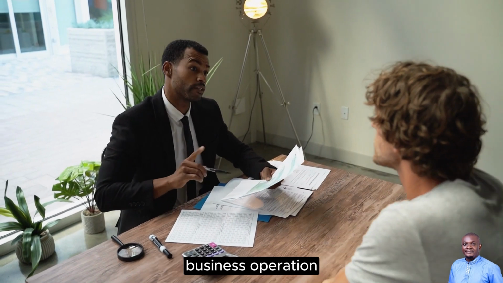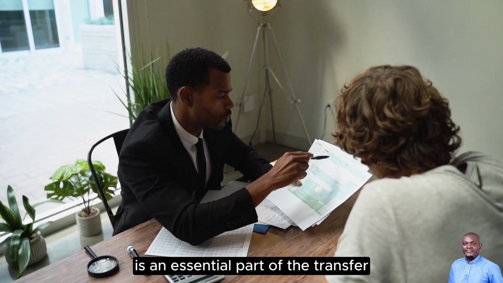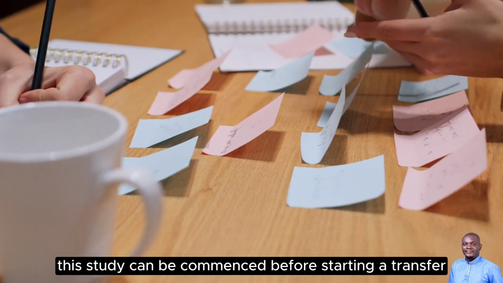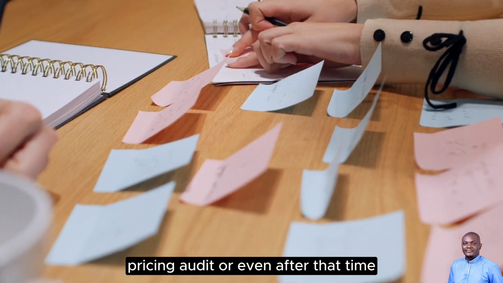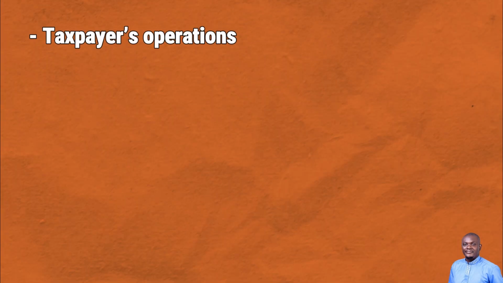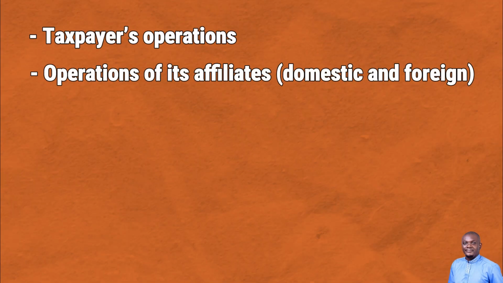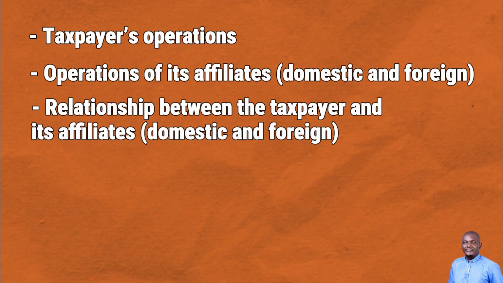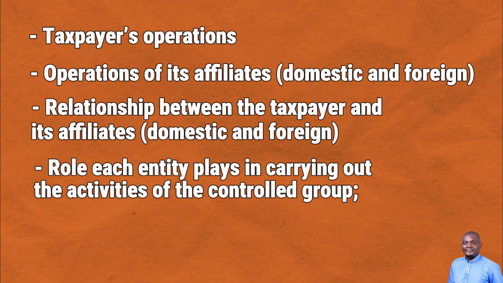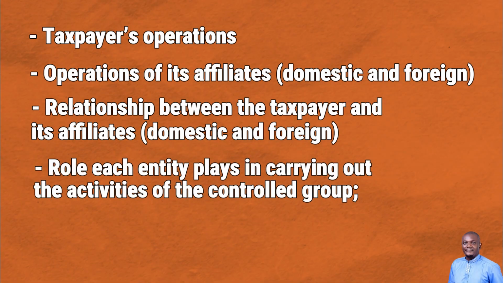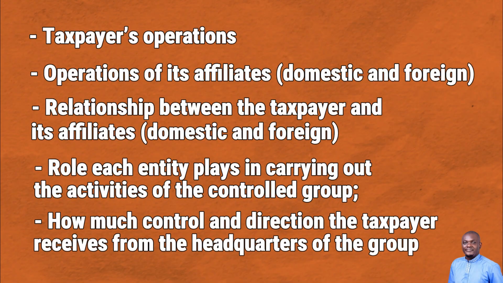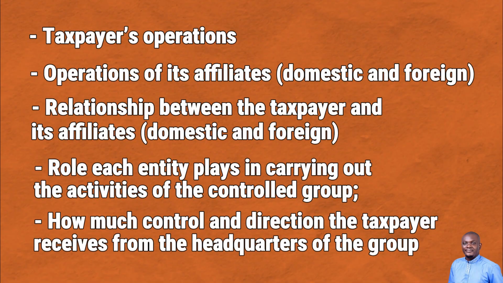Understanding the taxpayer's business operation is an essential part of the transfer pricing examination. This study can be commenced before starting a transfer pricing audit or even after that time, and should include an understanding of the following: the taxpayer's operations, the operations of its affiliates domestic and foreign, the relationship between the taxpayer and its affiliates domestic and foreign, the role each entity plays in carrying out the activities of the controlled group, and how much control and direction the taxpayer receives from the headquarters of the group.